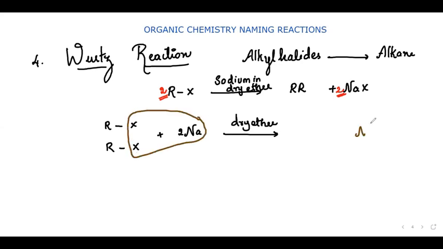So what will we get? Sodium halide. Whatever the halogen we are taking, it will precipitate. Sodium halide will not dissolve in dry ether; it dissolves only in water. So it precipitates. So what do we have remaining? R and R.